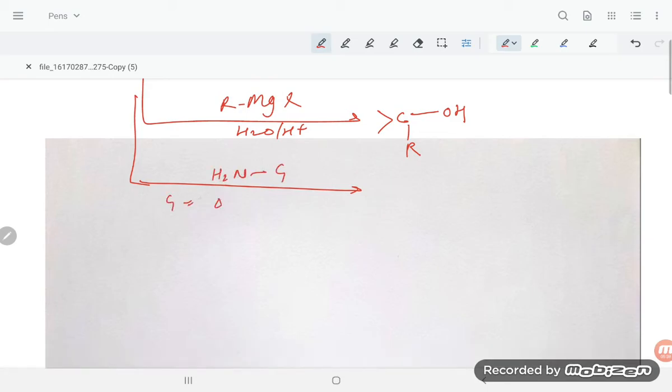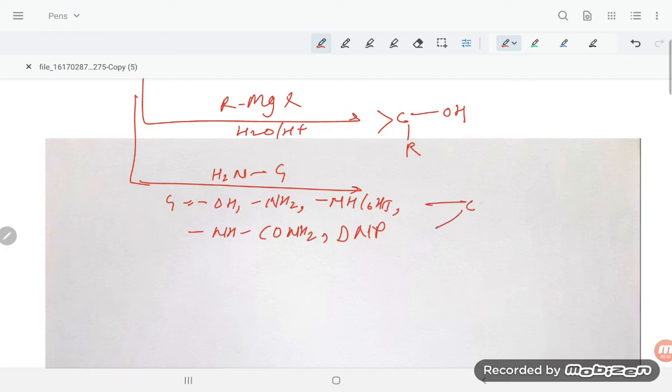G can be an OH group, an NH2 group, an NHC6H5 group, or an NHCONH2 group, or you can take DNP. So you will be able to get the C=N–G product, and this is the product you are going to get.